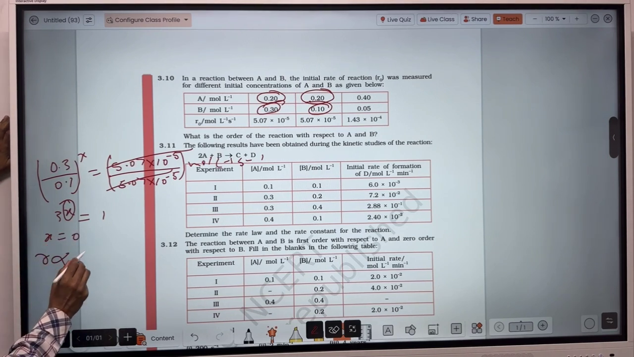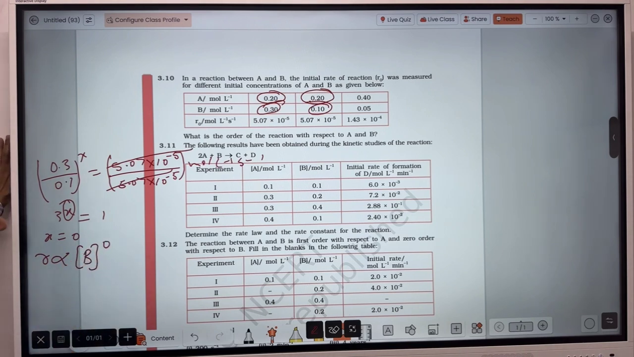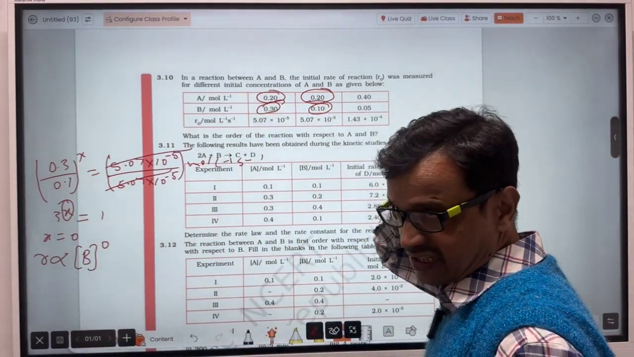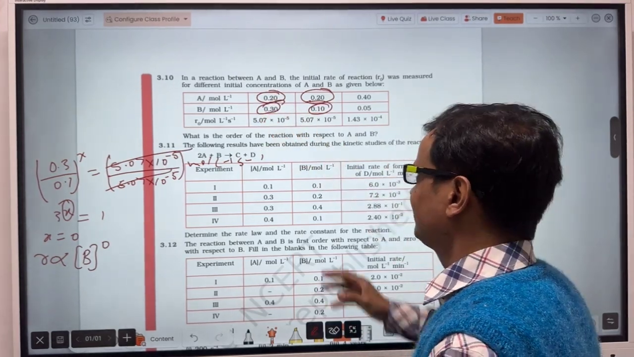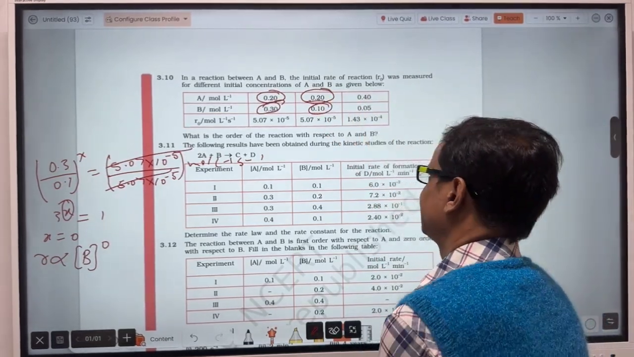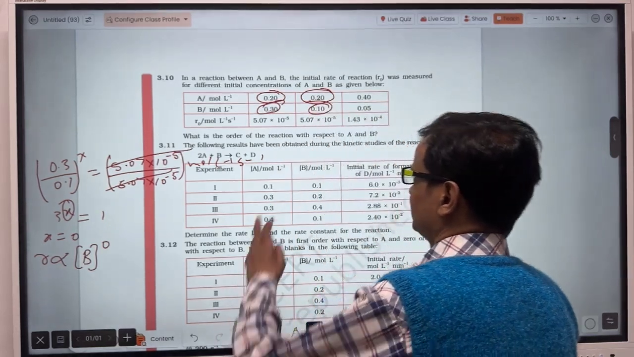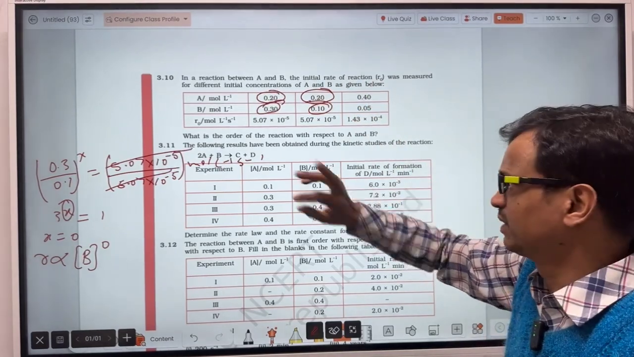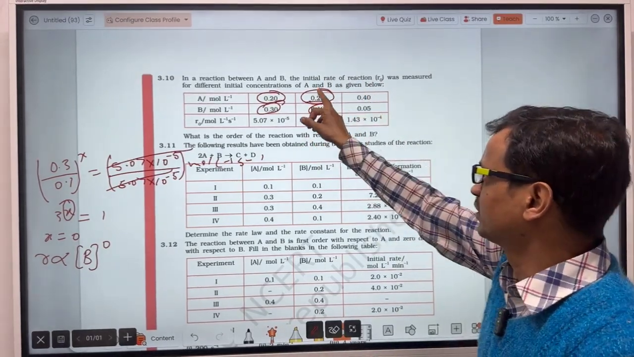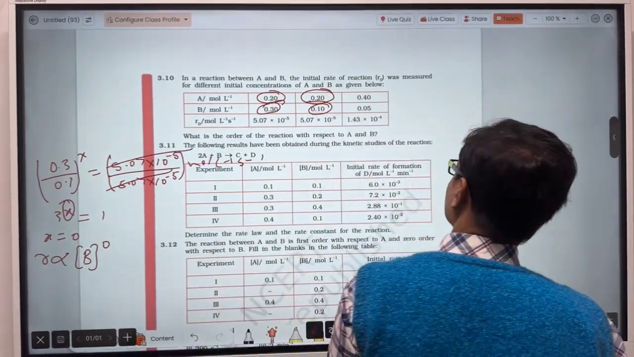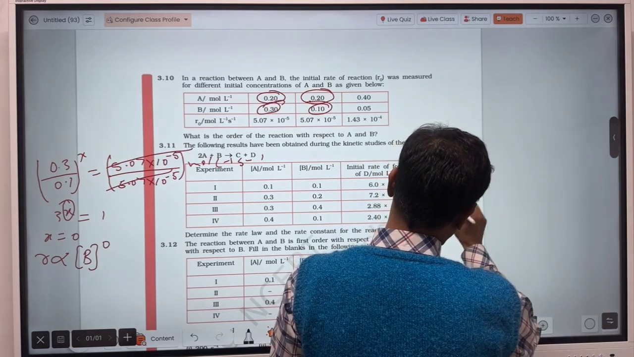So the rate of reaction is proportional to the concentration of B to the power 0. When the rate of reaction does not depend on the concentration of the reactant B, then any value we can take. So you can write 0.2 upon 0.4 to the power x equal to this upon this, either way. To make the calculation easy, I am doing it like this.